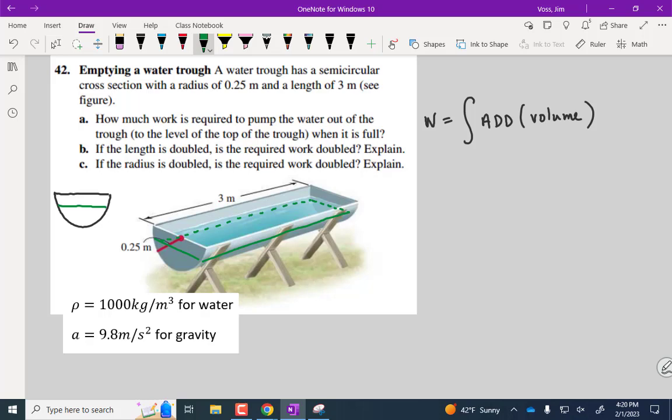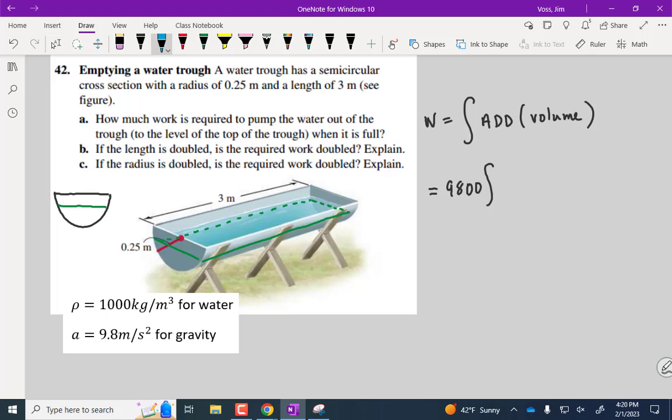Okay. So let's start filling in the blanks. So we know that 9800 is going to come to the front like it always does with these. That's 9.8 times 1,000. And then this D is the distance traveled by your representative slice. And how far does that slice have to travel? 0.25 minus y. Did you say 0.25 minus y? Yes.